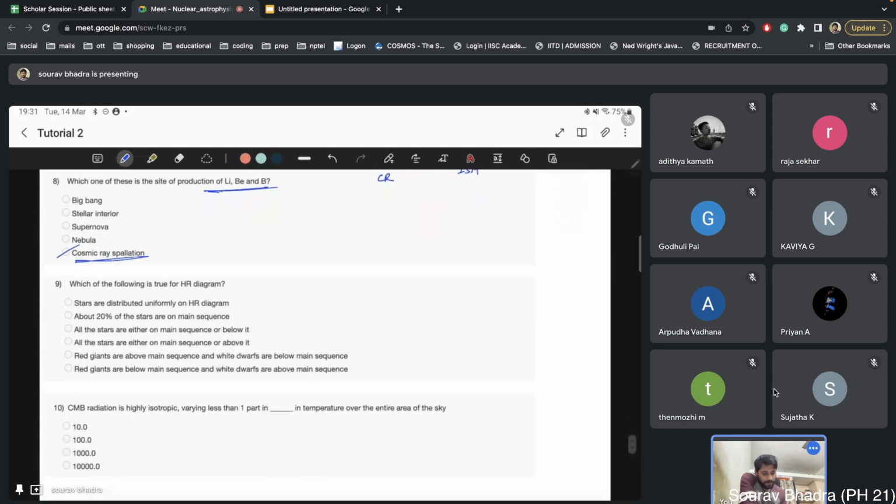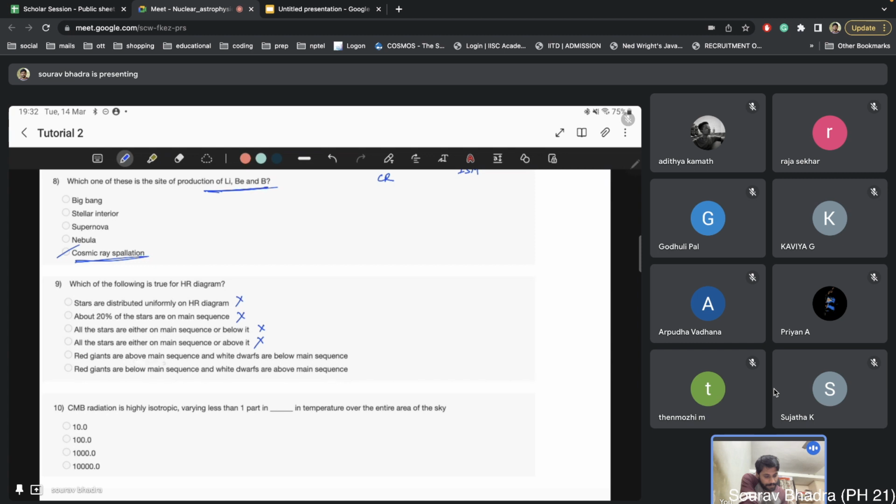Okay, and which one of the following is true for the HR diagram? Stars are distributed uniformly. No. About 20% of the stars are on the main sequence. No, it is 80 to 90%. All the stars are either on the main sequence or below it. Either on or below it, no, it can go on the upper side also, because if the mass is very high, then it can go. So it is also wrong.